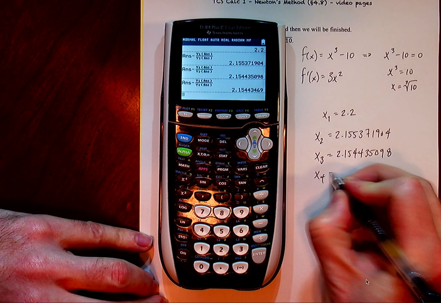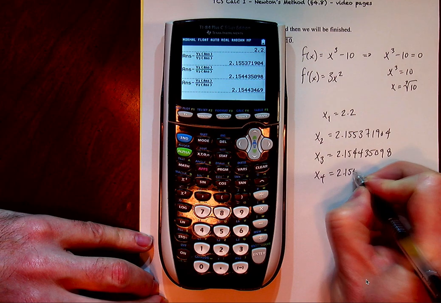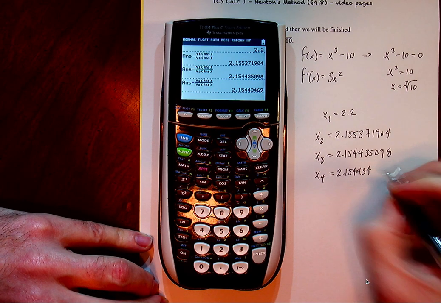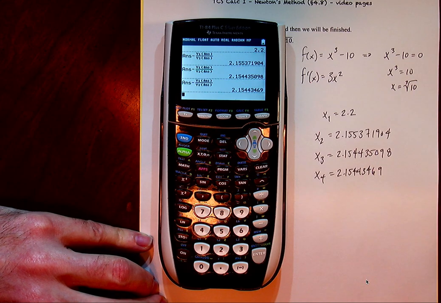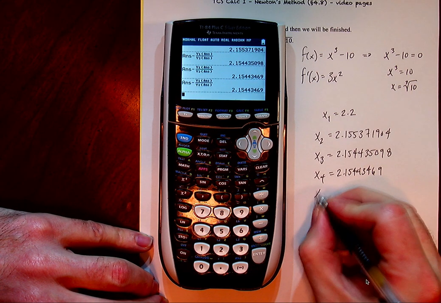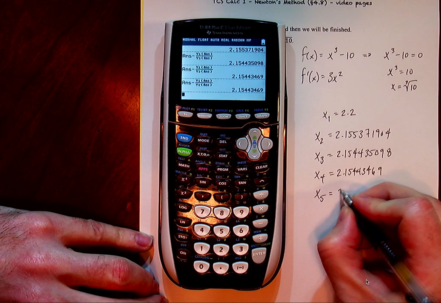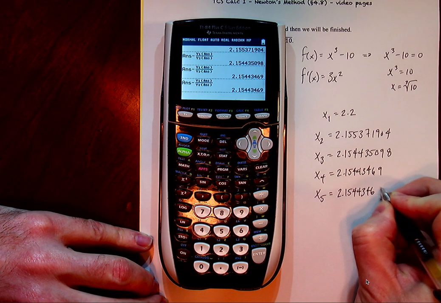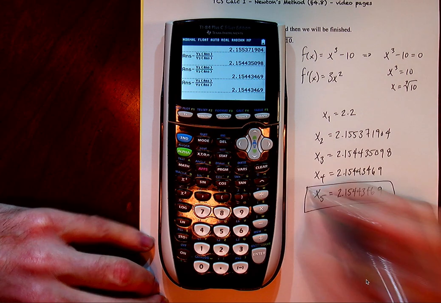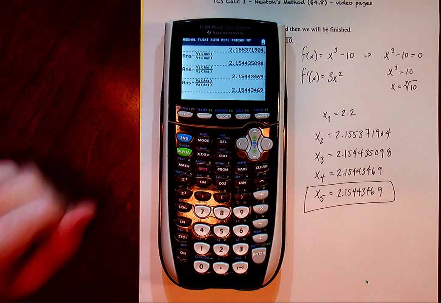x sub 4 is 2.154443469. And of course that changed in the sixth decimal place. We're getting closer. And x sub 5 is equal to 2.154443469, and that did not change. That is my cube root of 10.